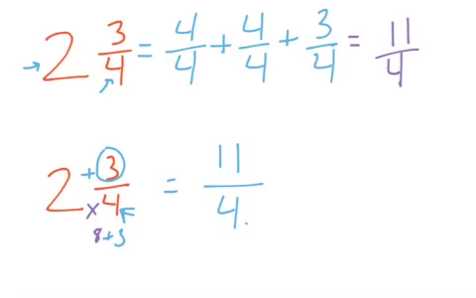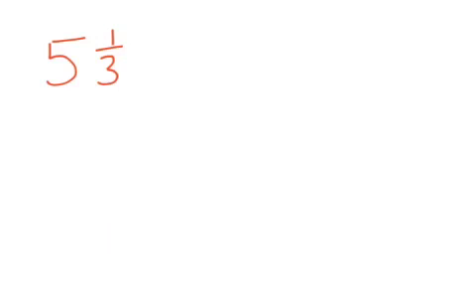So step number 1 was to multiply my whole number times my denominator, and step number 2 was to add my numerator to that product. Okay, so these are 2 separate ways that we can change a mixed number to a fraction. Let's take a look at one more.